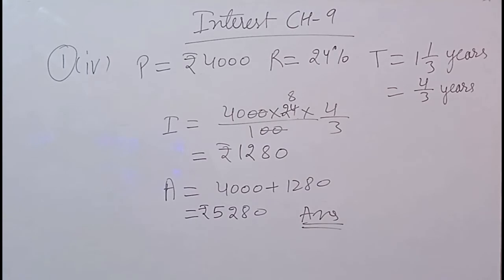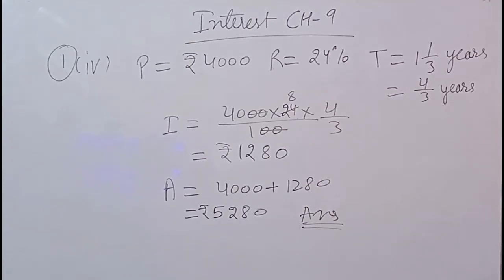Children, I am taking question number 1, fourth part, in which the principal is given as rupees 4000. Rate of interest is given as 2 paisa per rupee per month, that means 24% per annum. And the time is given as 1 1/3 years, that is 4 upon 3 years. So put the values that are given.